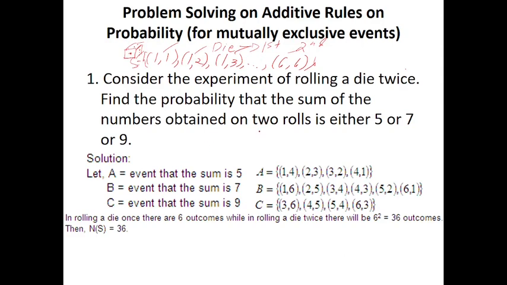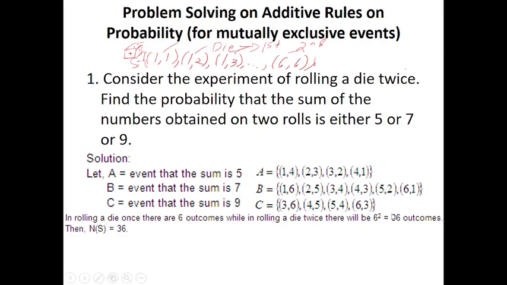36. No? So, halimbawa, ito, 1, 2, 3, 4, 5, 6. Tapos dito, 1, 2, 3, 4, 5, 6. So, meron kang 1, 1. Okay, 1, 2, 1, 3. Ano na lang, 6 times 6. 6 times 6, 36. Kaya 36 outcomes. Okay? So 36 outcomes for the sample space. So we now proceed. So, ang shortcut, 6 squared kasi the die is tossed twice or rolled twice.